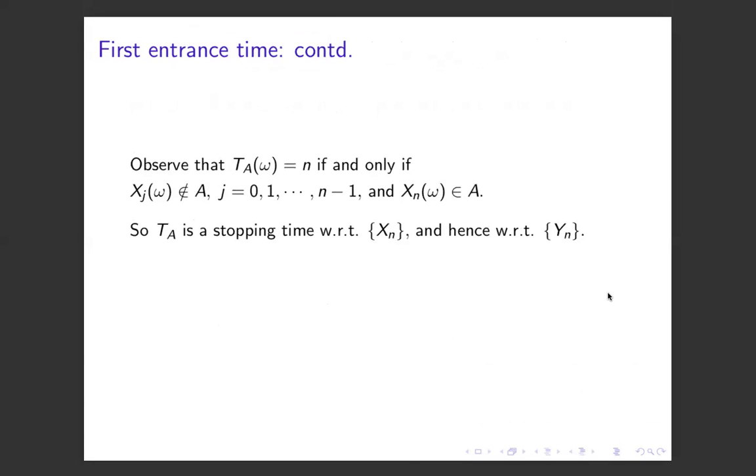So note that T sub A of omega is equal to n if and only if xj omega does not belong to A for j equal to 0 up to n minus 1, and xn omega belongs to A. Consequently, this T sub A is a stopping time with respect to the stochastic process xn and hence with respect to the process yn.